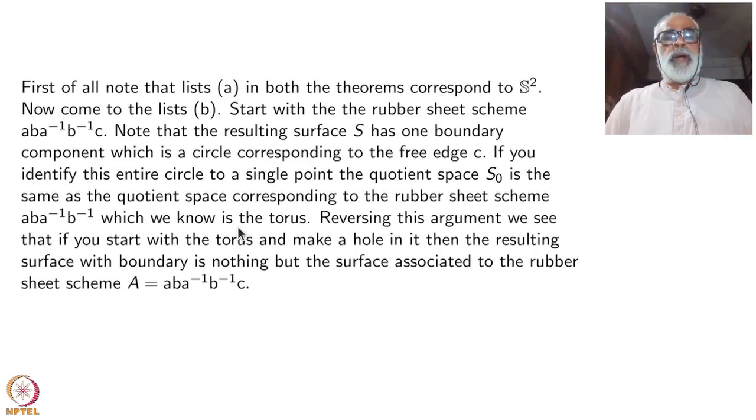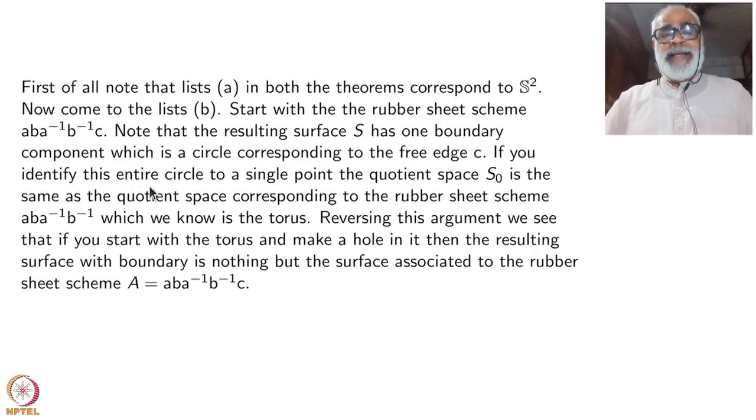Now come to the list B. Start with the rubber sheet scheme A, B, A inverse, B inverse, and some C. Doesn't matter. Note that the resulting surface has one boundary component C, because this is not identified with anything. And that will become a circle, because both the endpoints are in one of these, so they will get identified, which is a circle corresponding to the free edge C.